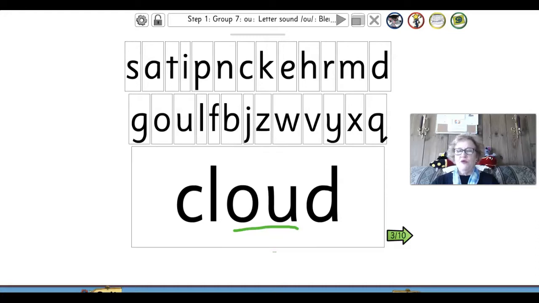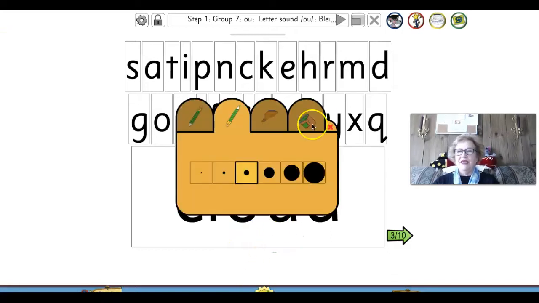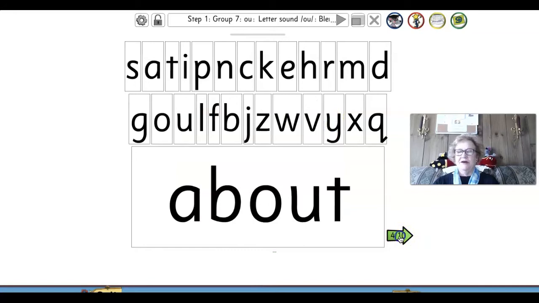All right, we're going to do one more OU word. And then we're going to make some OW words. How about that? Whoops. All right. Oh, this is actually a tricky word because it looks like about, but we don't say I am about to eat my dinner. We say about. So it's a little tricky.